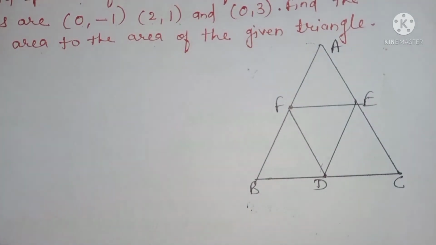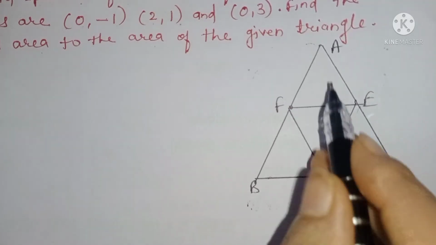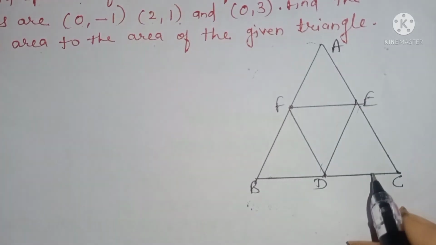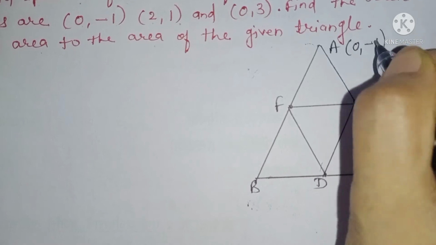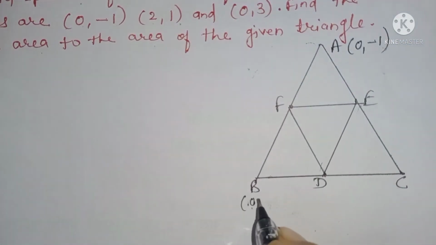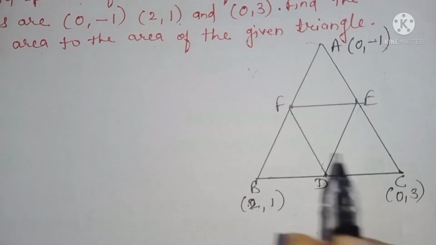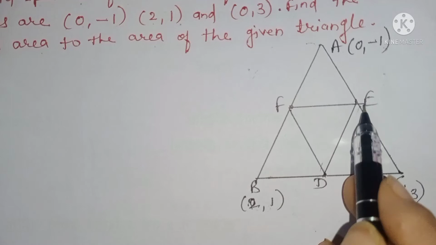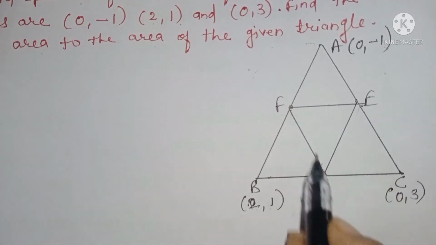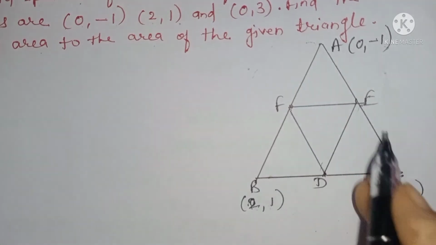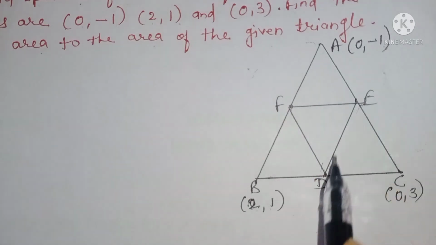What is given? We have to find out the area of this triangle which is formed by joining the midpoints of the sides of the given triangle. And the given triangle is ABC, and the vertices of ABC are given to us. The vertices of A are (0, -1), B (2, 1) and C (0, 3). And we have to find out, first of all, the area of triangle DEF. And after that, we have to find the ratio of the area of triangle DEF and the given triangle ABC. Means we have to find out the area of ABC as well as DEF.